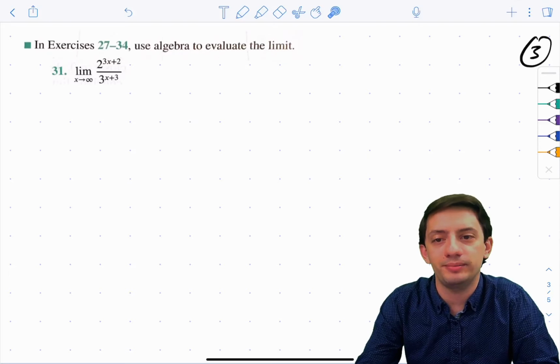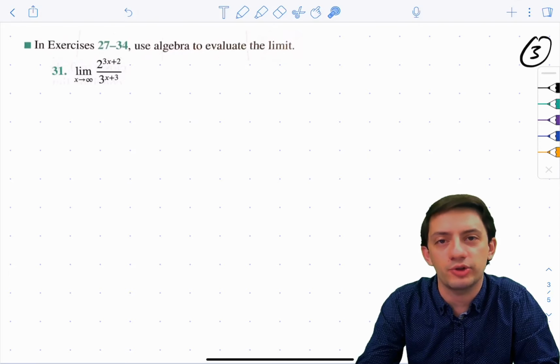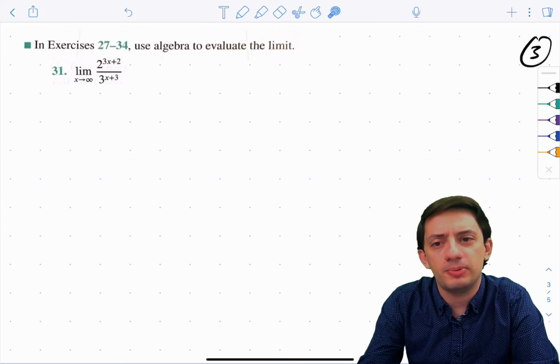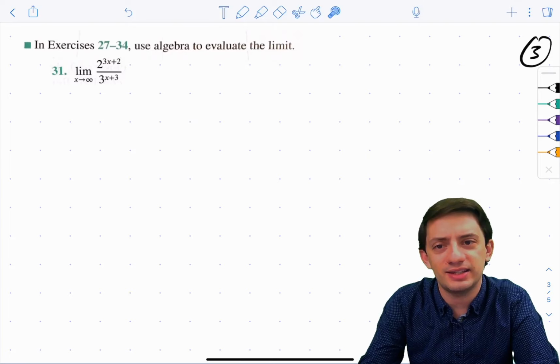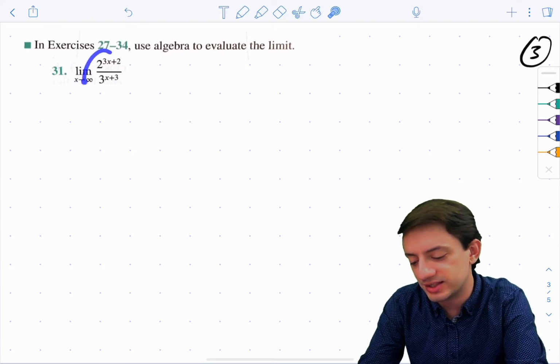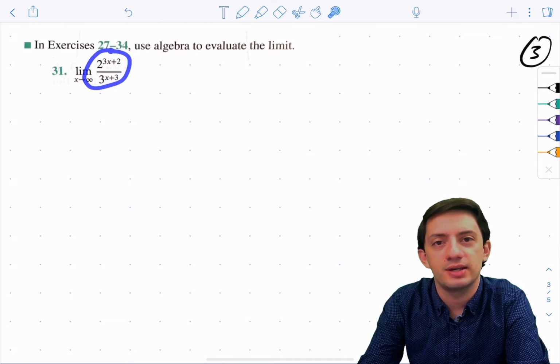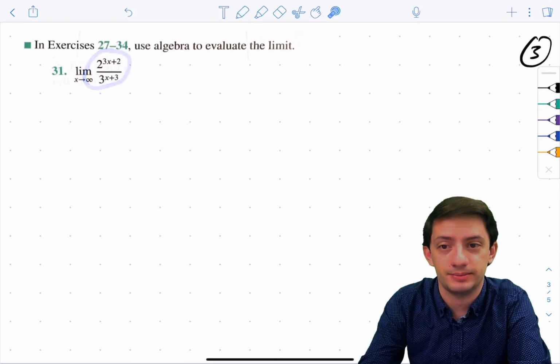This is number 31. Same question, use algebra to evaluate the limit. This one is not too complicated, actually. This is a very easy thing to understand, except the way it's expressed looks very confusing. So what we're going to do is simplify this to something that's more clear, and then it will be really obvious what the limit is.